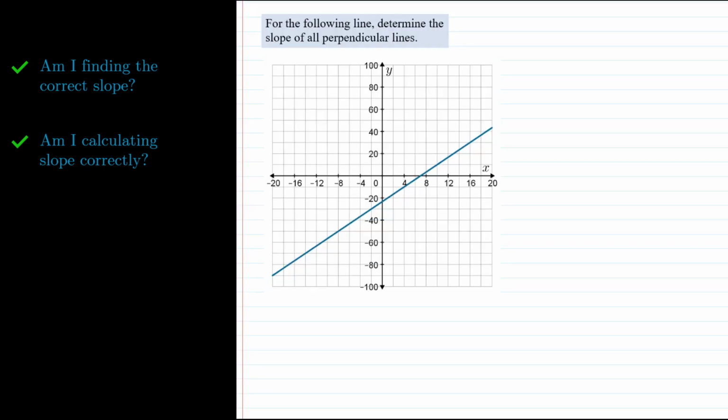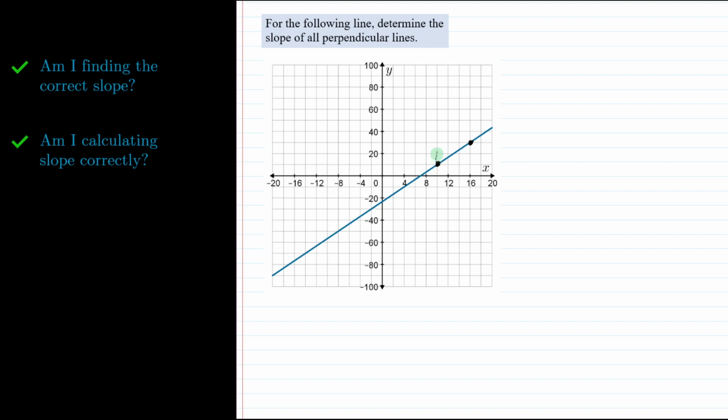To see how these problems can come up, take a look at this example. Here we're given the graph of a straight line, and we're asked to determine the slope of all perpendicular lines. To do so, we'd usually start by finding the slope of the line that we're given. And we can do that using the graph here. We just need to find 2 points on the line for which we can easily read the values. So I'll use that one there and that one there. And then we need to find the corresponding rise and run.